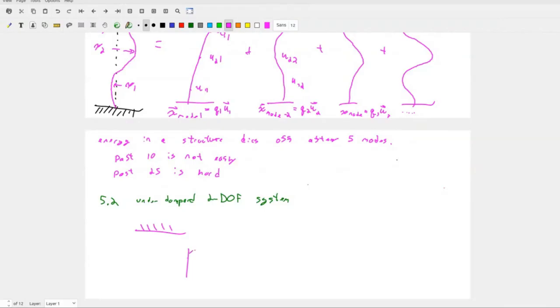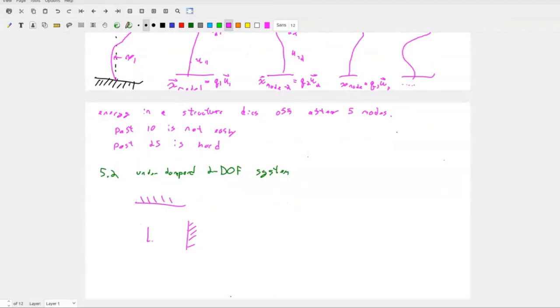A 2-degree of freedom system could look like a lot of things. It could look like a mass. It has two springs. And let's just say that x1 moves in that direction, x2 moves in that direction. So I've got 2 degrees of freedom because I have 2 independent axes that it can move along.